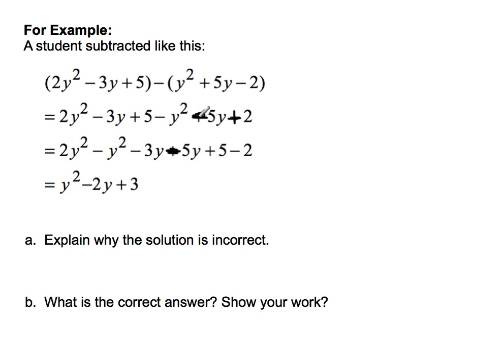I should put this in red. So that should be a negative. Here, let me just change it. I'll change it in red so that it's really easy to see. So this should be a negative, and this should be a positive. So this should be a positive here, and that should be a negative right there. And then we go, so 2y squared minus y squared is y squared, which is great. Negative 3 and negative 5 is negative 8y. And positive 5 plus 2 is positive 7.